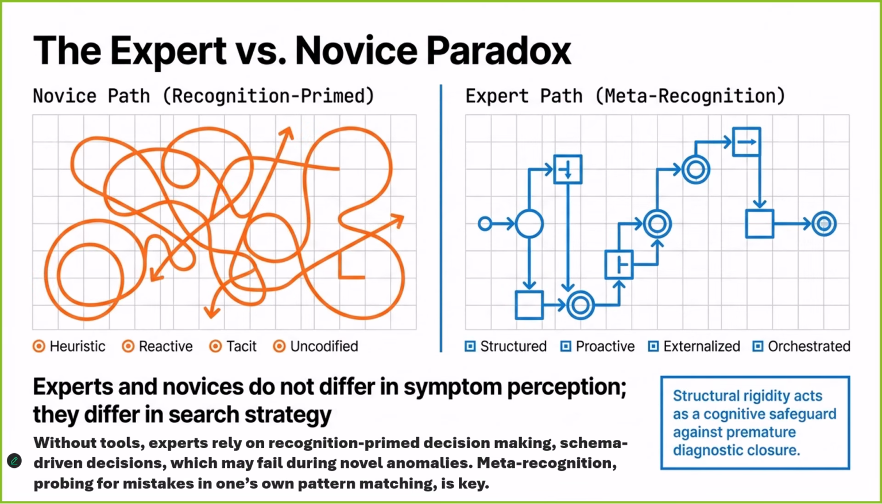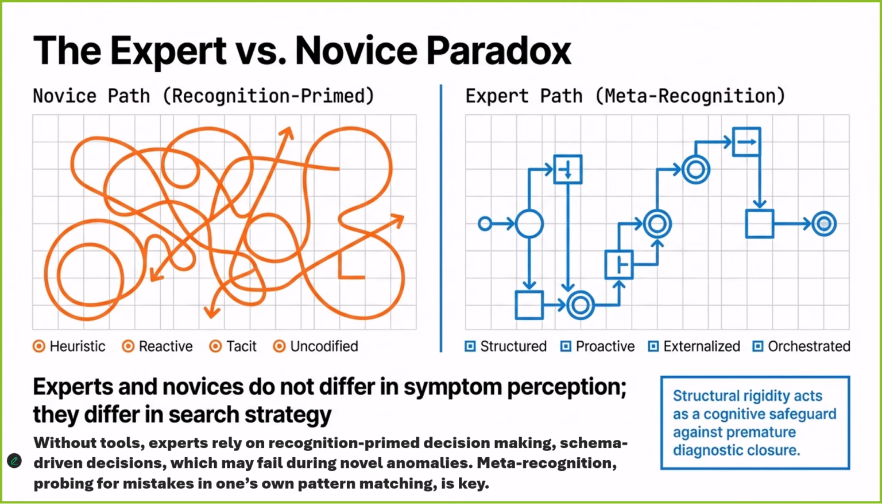So the paradox between the expert and the novice. Experts and novices do not differ in symptom perception. We see the same symptoms. We see the same evidence. We see the same information that is there at the source of the problem. But experts and novices differ in search strategy.